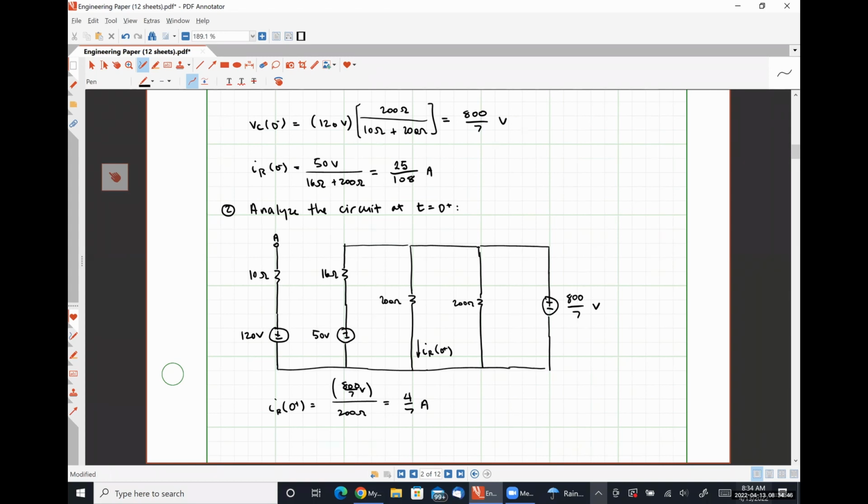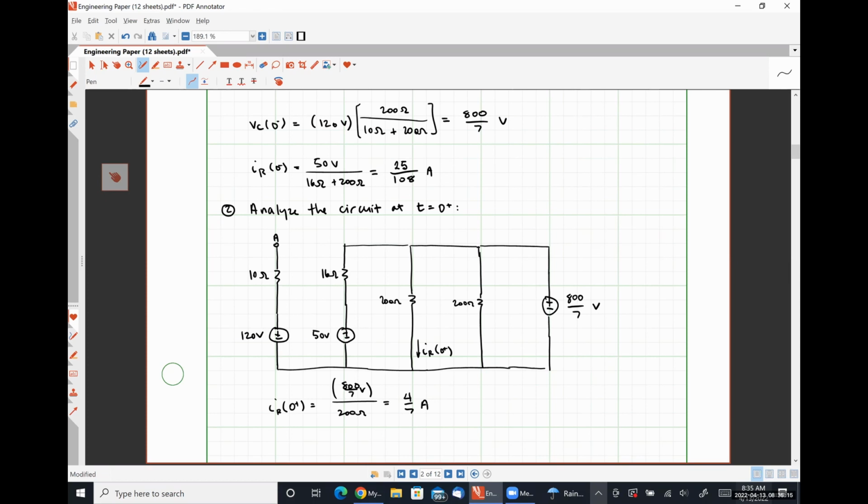Because it's not in parallel with it. So what we're going to see, effectively what the 50-volt source is going to do is it's going to influence the amount of current that's flowing through the 16 ohm resistor, because on one side there's the 50-volt source and on the other side there's the 800 over 7, right? So the current flowing, let's call it down through the 16 ohm resistor, would be 800/7 minus 50 over 16 ohms.